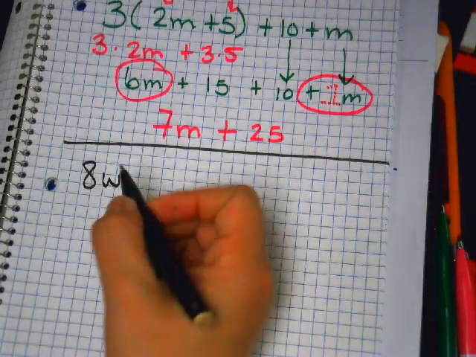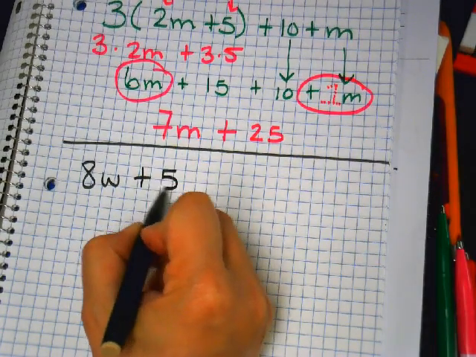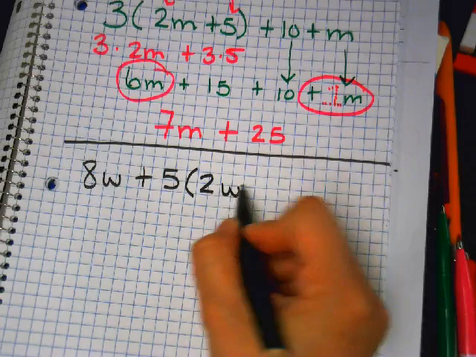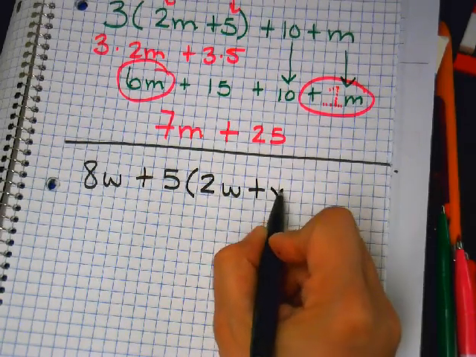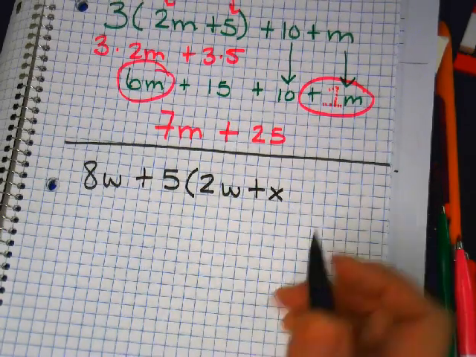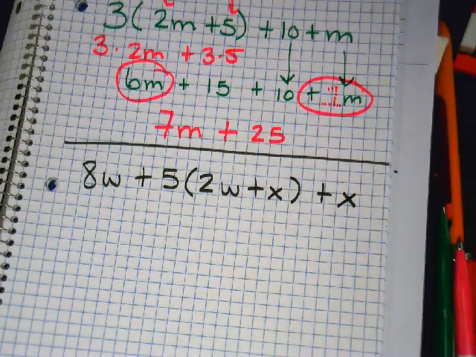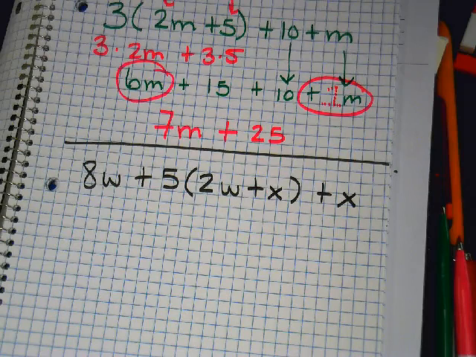All right. 8w plus 5 times (2w plus x). Write it down. And write it neatly. For 7th graders, we can write neatly.